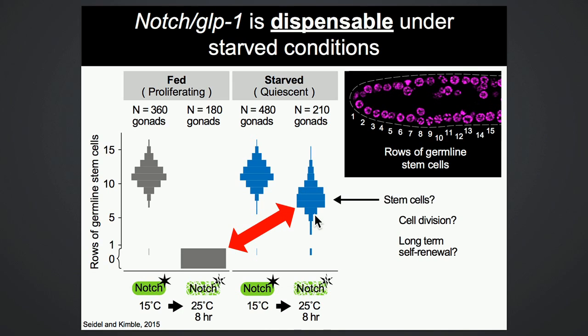To really ask whether these cells have been maintained in a stem cell state, I wanted to ask whether they also retained two other properties. One is the ability to divide mitotically, and there the answer is yes. If I refeed such animals, those cells will re-enter the mitotic cell cycle. And second, I wanted to ask whether these cells are capable of long-term maintenance. And again, the answer is yes, because if I return these animals to 15 degrees and refeed them long-term, which in the worm is 2 to 3 days, the stem cells are maintained.